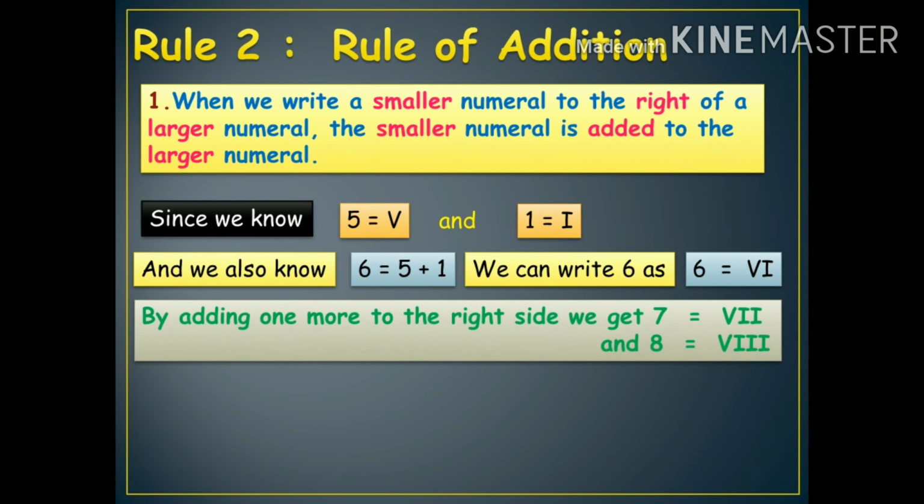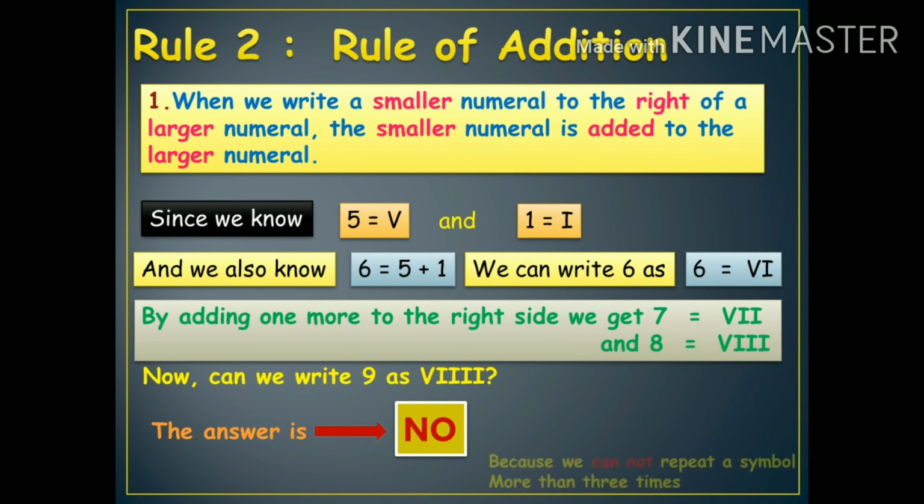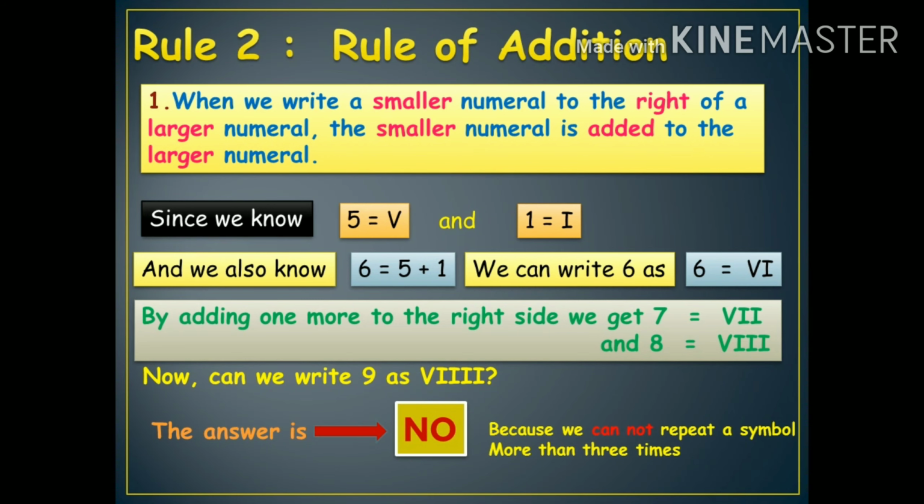By adding 1 more to the right side, we get 7, that is VII, and 8 can be written as VIII. Now, can we write 9 as VIIII? The answer is no, because we cannot repeat a symbol more than 3 times.